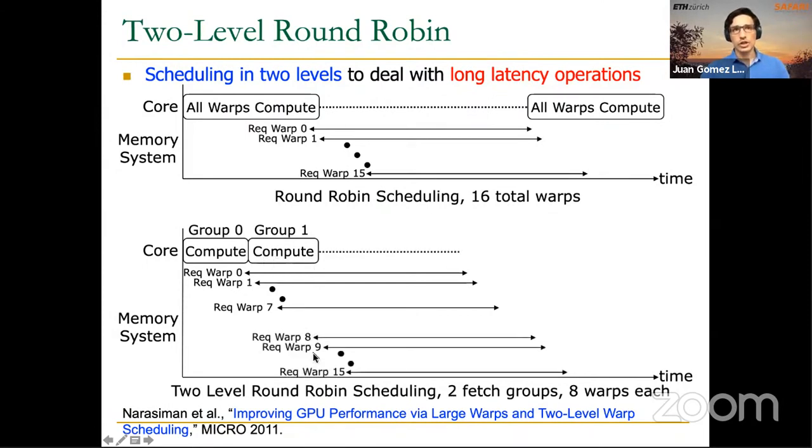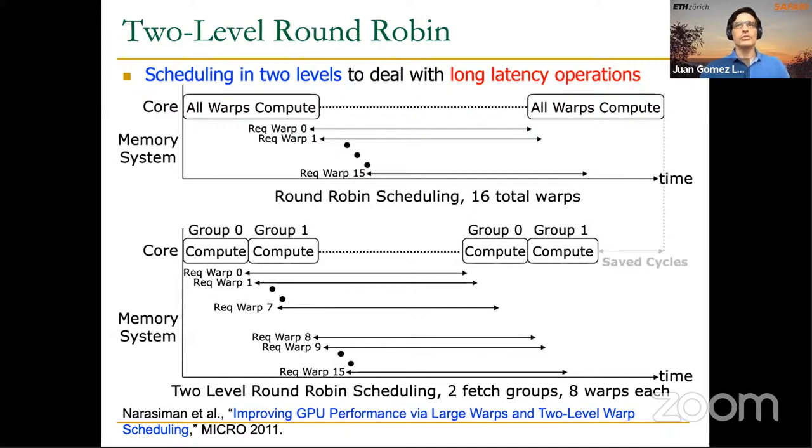And then we continue with the memory access for warps in group two. And then we can also have some more overlap, this compute with this access to memory. So this is, as I said, I would recommend you to read this paper if you are interested in these kinds of techniques. Another way of improving the GPU hardware and making it more efficient is to increase what is called the SIMD utilization.